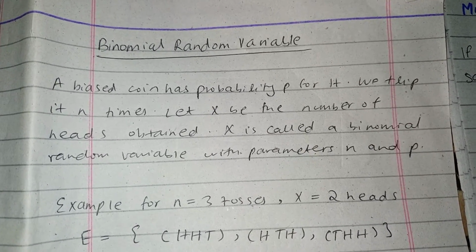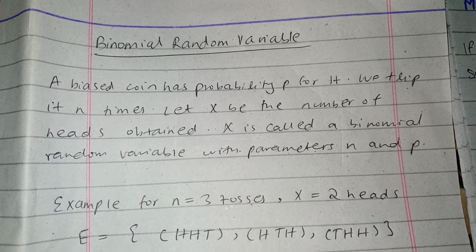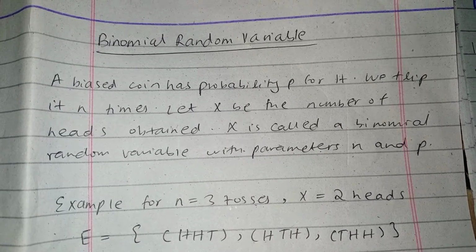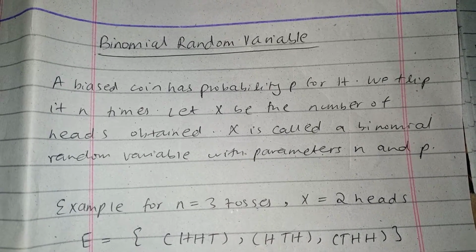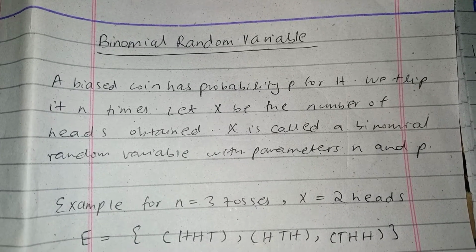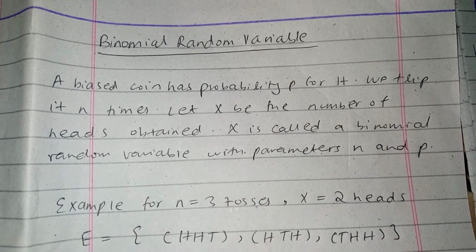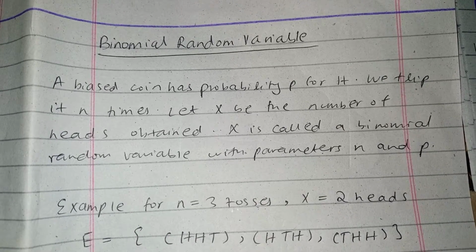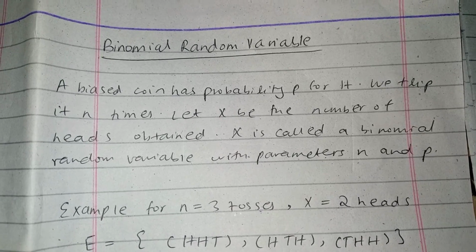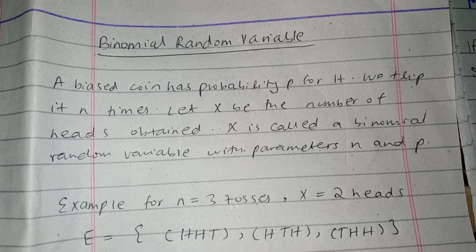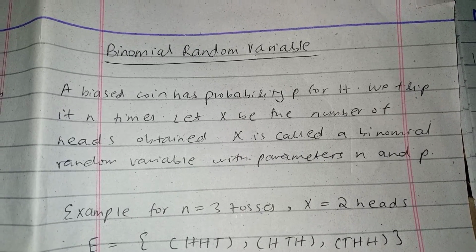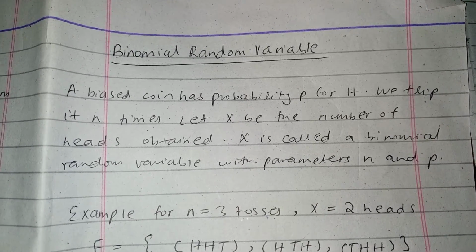We flip it n times. Let X be the number of heads obtained. We say that X, the capital X, denotes the number of heads obtained in these n flips. X is called a binomial random variable with parameters n and p.